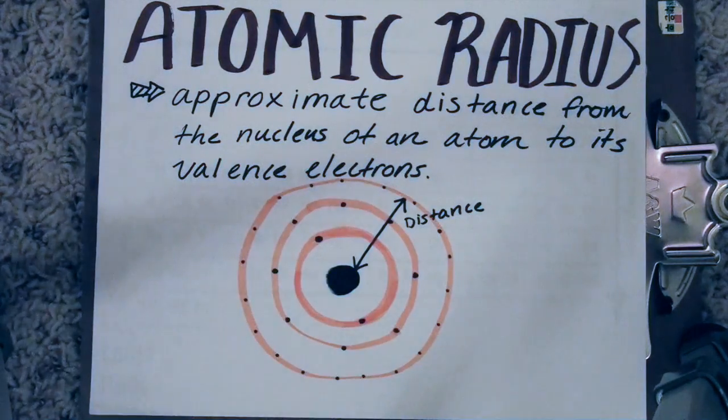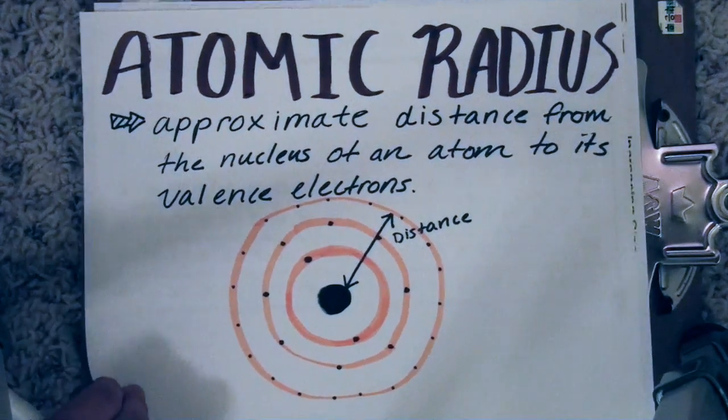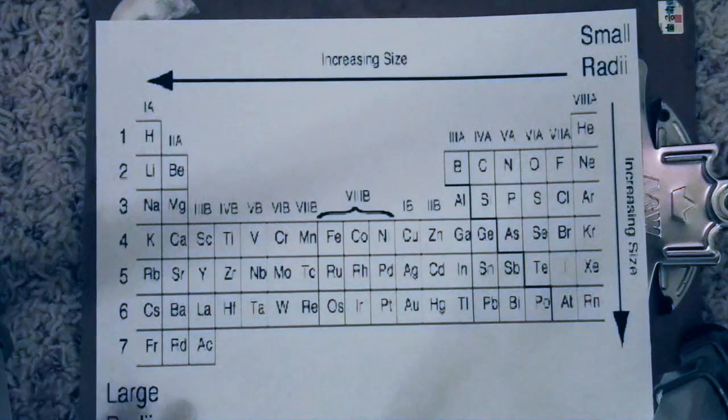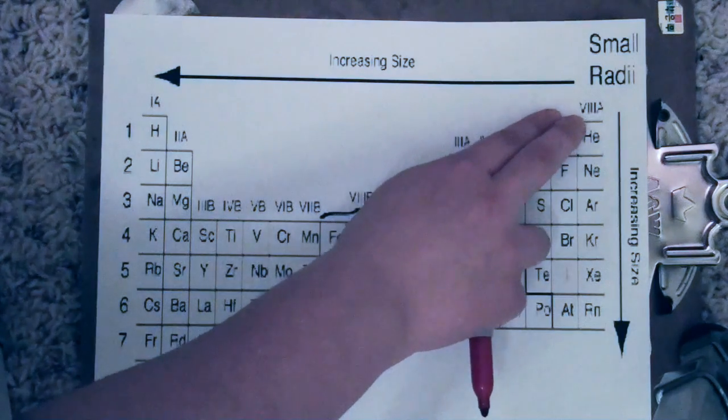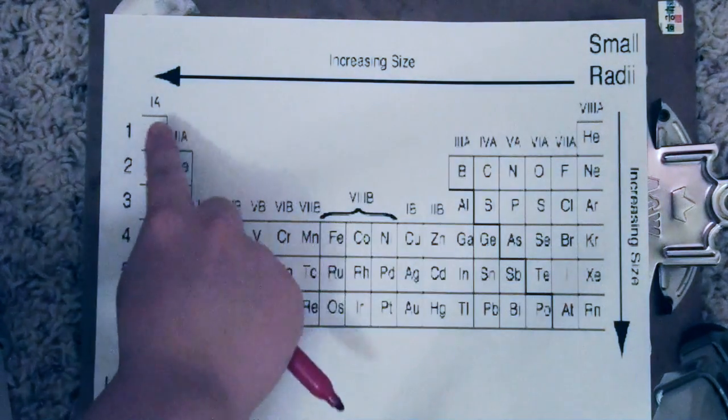Okay. We will be moving on to atomic radius. So you might be wondering what atomic radius is. It is the approximate distance from the nucleus of an atom to its valence electrons. When we look at the periodic trend for atomic radius, moving left to right across a period, atomic radius decreases. So moving left to right, it'd be decreasing. The only way it'd be increasing would be going the opposite way, which would be right to left.